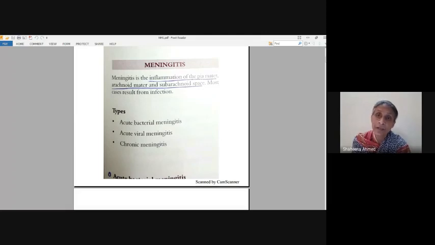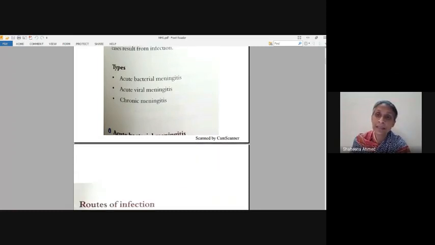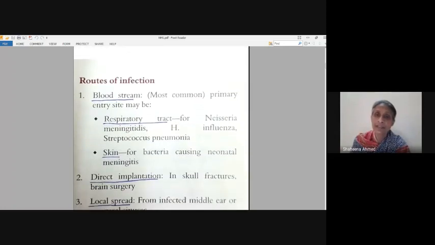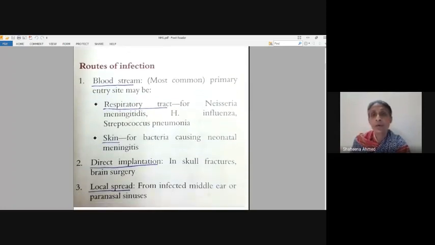It is of three types: acute bacterial meningitis, acute viral meningitis, and chronic meningitis. First of all, we're going to look at acute bacterial meningitis. The route of spread of acute bacterial meningitis is of three types. The most common is the blood, and the different modes through which it reaches different systems is the respiratory tract and the skin.